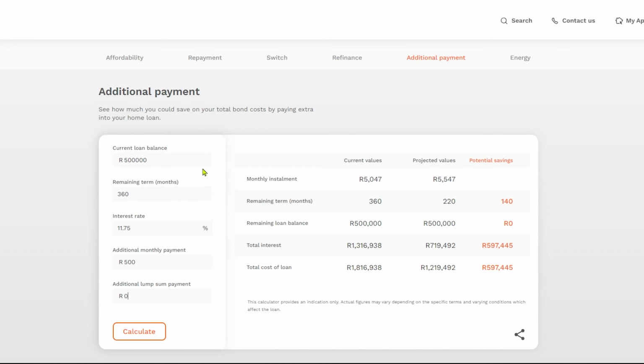Again, we use the 500,000 Rand as an example, and if we make a 10% additional payment, which is 500 Rand on our 5,000 Rand, here we can see that we potentially save 140 months of interest payments. So instead of having a loan term of 360 months, if we make a 10% additional payment every month, we can reduce our term to around 220 months. That goes down from a 30-year loan to around a 19-year loan by making a 10% additional payment.